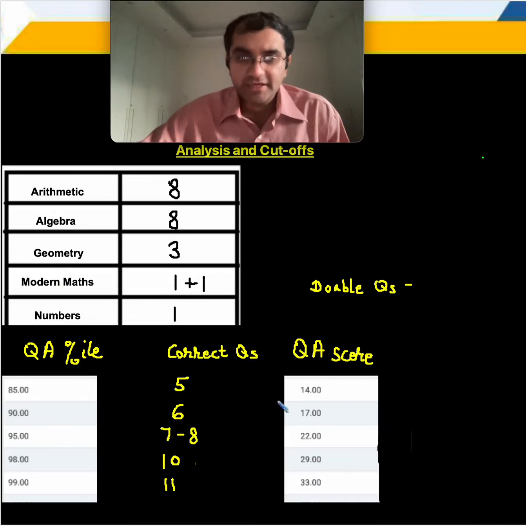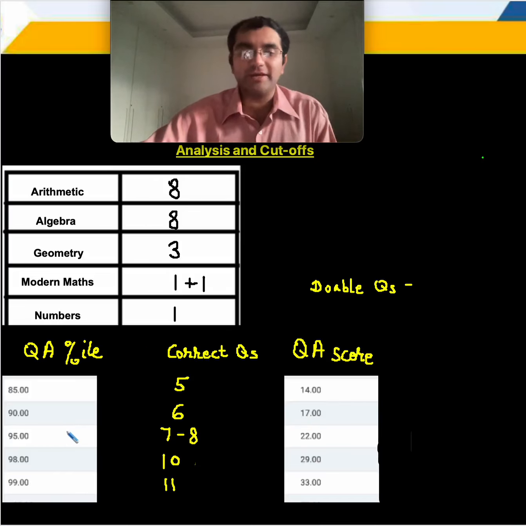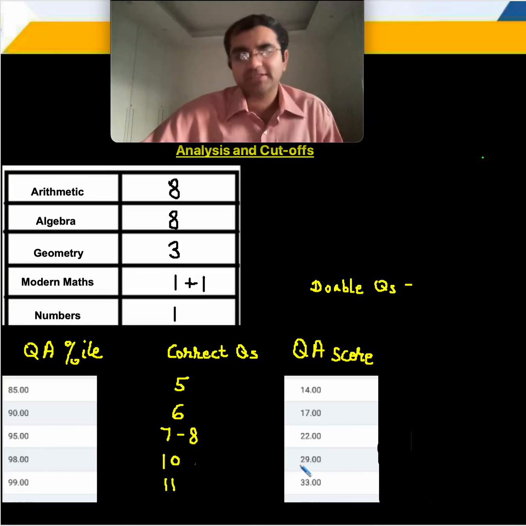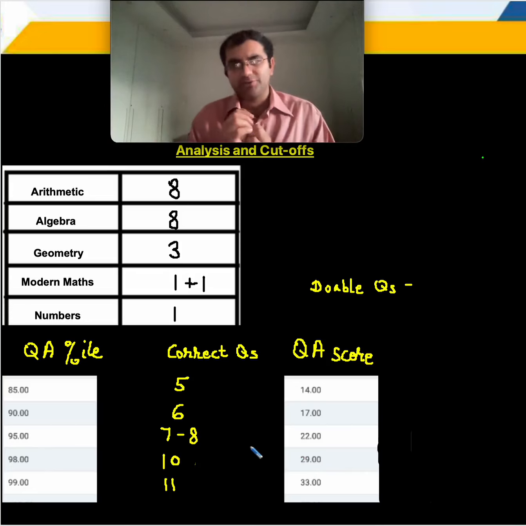These were the cutoffs. 85 percentile was just 14 marks, 5 questions had to be done. 90 percentile was 17 marks, that's 6 questions, and if you were able to get around 24 marks, that was your 95 percentile. Okay. So 10 correct questions was 29 marks. That means you had to do 10 correct questions.